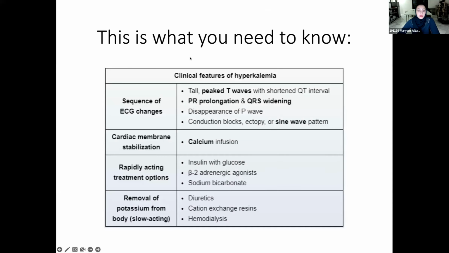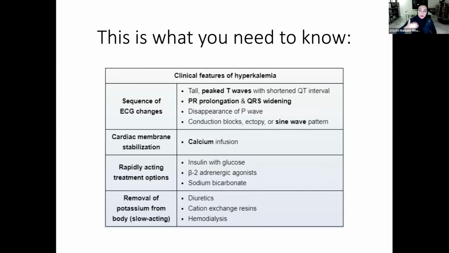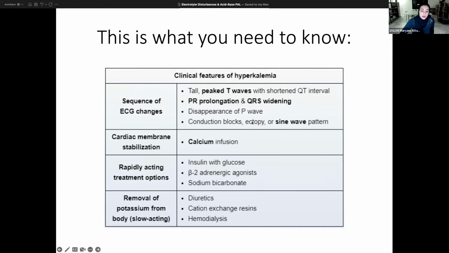And this is also a nice summary table to show you what you need to know. You're going to have peaked T waves, prolonged QRS, widened QRS, loss of the P waves. So remember, this keeps going as the level of potassium progresses. And so you can get conduction blocks, ectopy, or sine wave pattern.